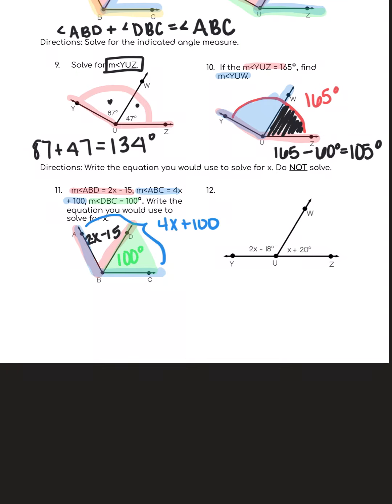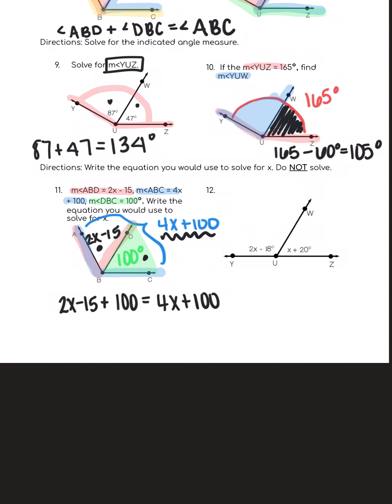Remember, when we set these up, it's always part 1, 2x minus 15, plus part 2, which is 100, equals the whole angle, which is 4x plus 100. The directions said do not solve, so this is just where we will stop.